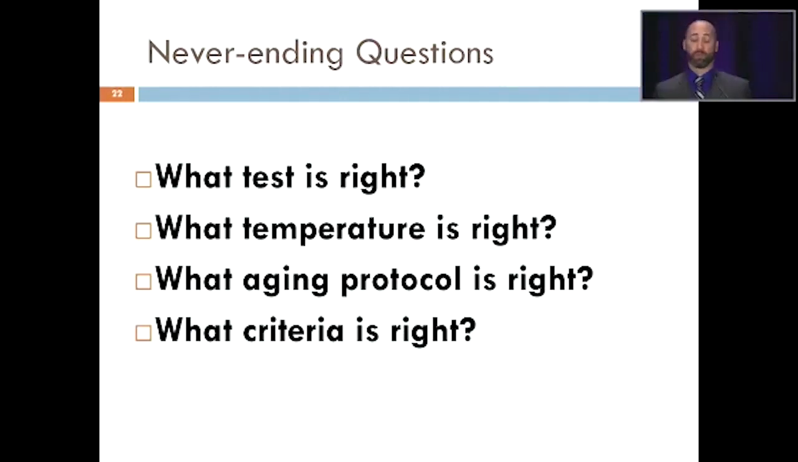No one knows. The important thing is what test is right for you? What test is right for your concerns, your distresses? What temperature is right? It's always another good one. Should we be testing the ideal CT at 25 degrees Celsius in Texas and in Maine? Should we vary the temperature and then keep the same test criteria, or should we keep the same temperature and vary the test criteria? Which way is right?